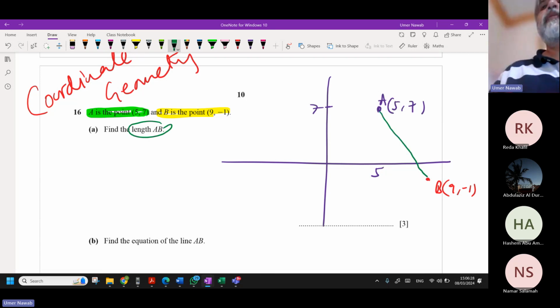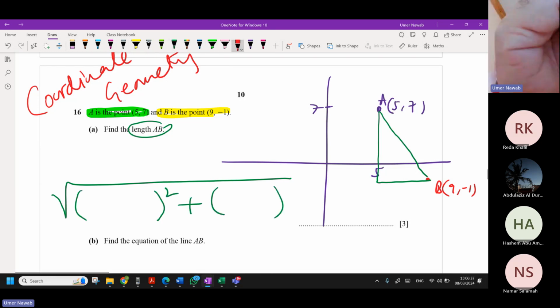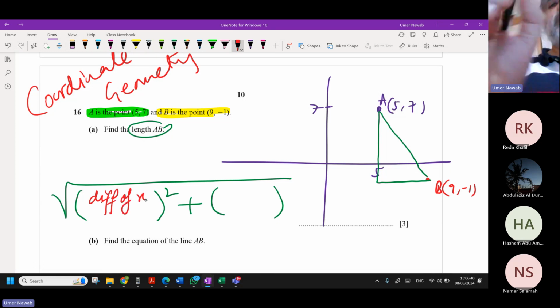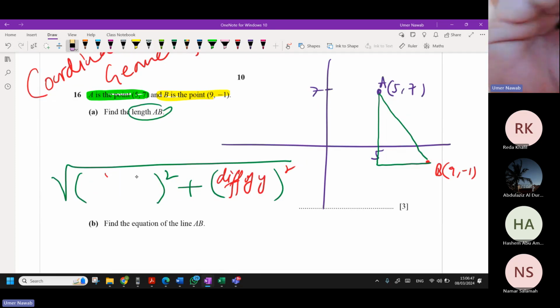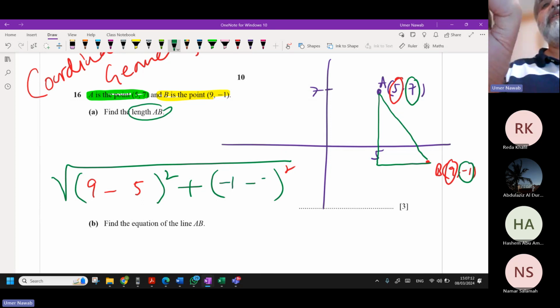So length is very easy, guys. You can complete a right angle triangle, or I have already taught you the formula. The formula is Pythagorean. You need to find the difference of X coordinates, and you have to find the difference of Y coordinates. So what is the difference of the X coordinates? Come on, quickly. You have 5 and you have 9. So you can write 9 -5 or 5 -9. I'm writing here 9 -5. I'm taking the difference of the X coordinates. Now I'm going to take the difference of Y coordinates. What are the Y coordinates? I have 7 and -1. So you can write 7 -1, or you can write -1 -7. This is up to you.